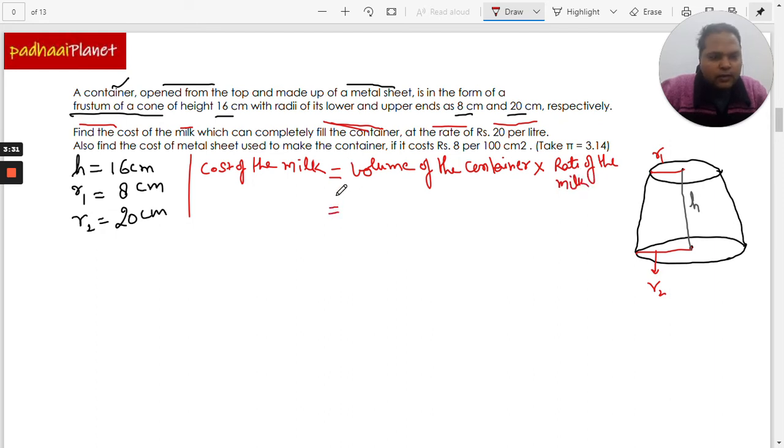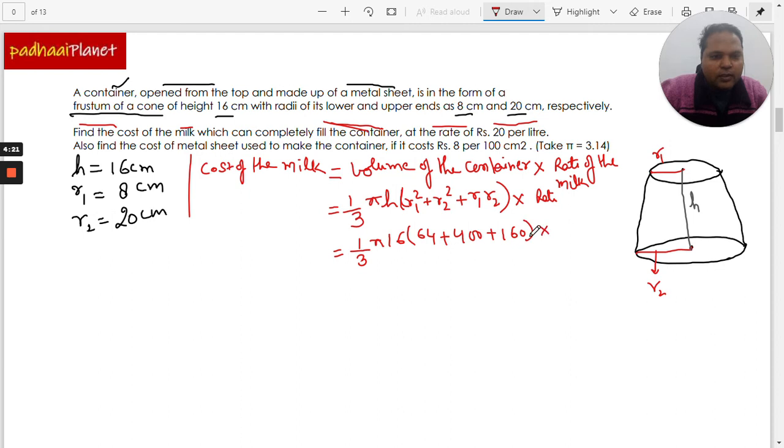Now the volume is 1/3 pi h (r1 square plus r2 square plus r1 r2). That's the formula we are already aware of as far as frustum is concerned, multiplied by the rate of the milk. Let's simplify this. So this is 1/3 pi, h is 16, r1 square is 64, plus r2 square is 400, plus r1 r2 is 160, multiplied by the rate of 20 rupees per liter. We will multiply this later on.